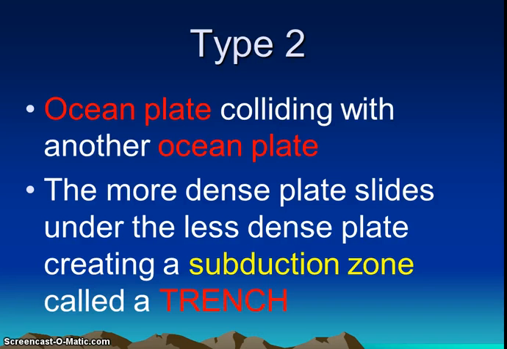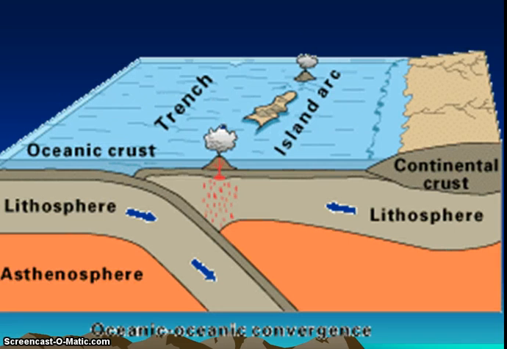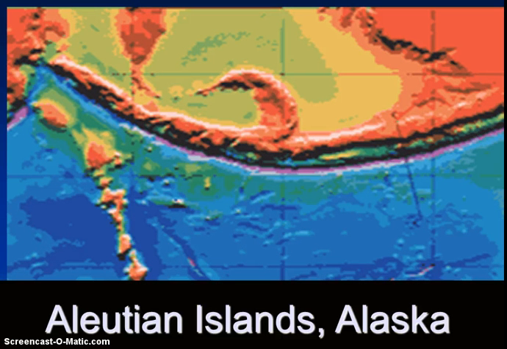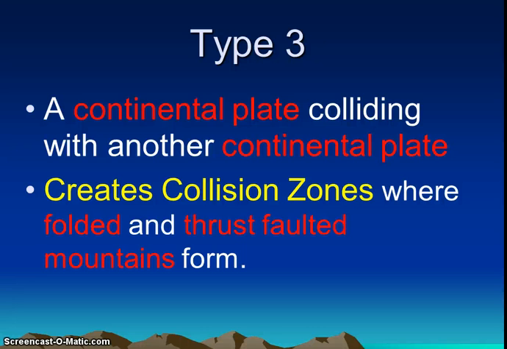The second type of plate boundary is an ocean plate colliding with another ocean plate. The more dense plate slides under the less dense plate, creating a subduction zone called a trench. This is an example of a trench where oceanic plate meets oceanic plate. This creates island arcs or volcanoes and a very deep trench. An example is the Marianas Trench, which is the deepest point on Earth. The Aleutian Islands are also examples of islands created where two ocean plates converge.